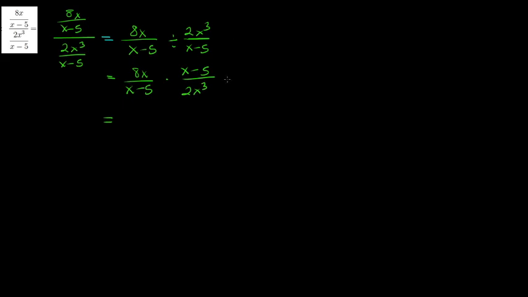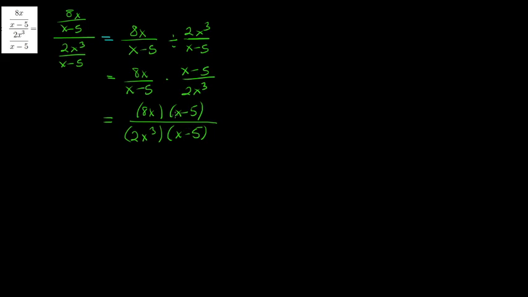All right. So how do you multiply? Straight across. Don't forget parentheses here. So we have 8x times x minus 5 over, I'm going to actually put the 2x cubed in front, 2x cubed, right, times x minus 5 in back. You can see why I did that, right? We're going to end up canceling the x minus 5s.